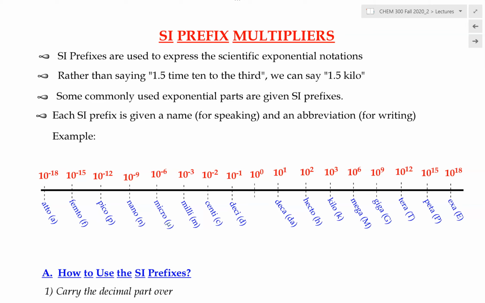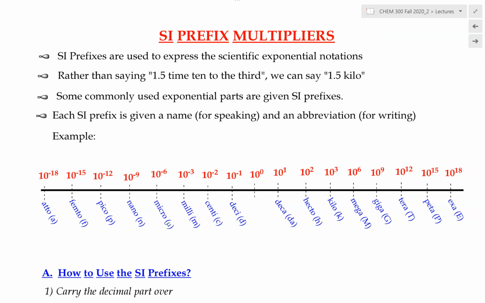Hi, in this lecture video, I will be discussing the SI prefix multipliers. First, we'll describe what they are, and then I'll go over the list of SI prefixes that you need to remember for this class. Then we'll go over how to use the SI prefixes, and next, how to convert between them. So let's get started.